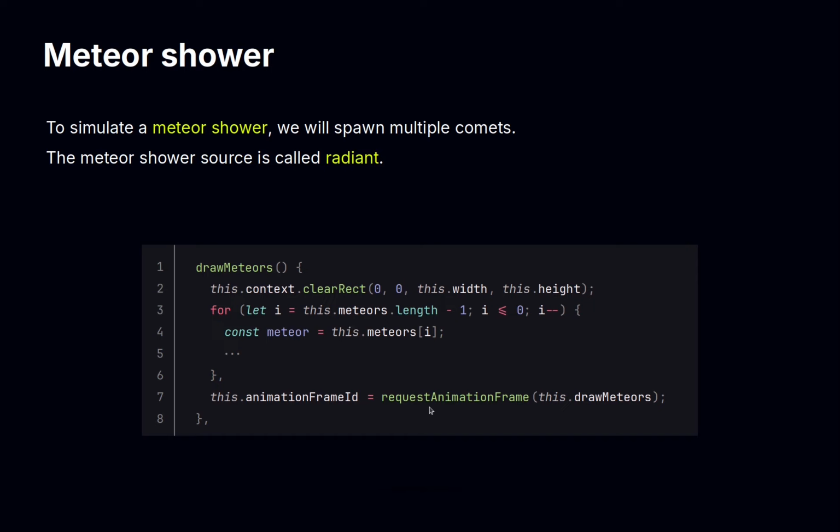And here we have this request animation frame, which will allow us to call the draw meteors method each frame. So this is why I said that we will let JavaScript move the meteors for us, because instead of just hitting enter, we can run this function in each frame. So let's say that your browser runs at 60 frames per second. So this method will be called 60 times per second, and this will give us a smooth animation.